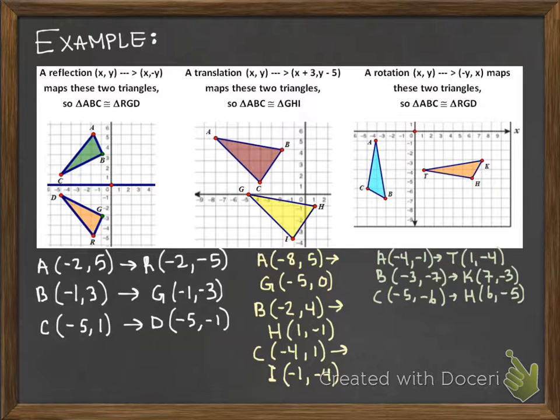The rule for this is that (x, y) becomes (-y, x) because we switched the x and the y places and changed the sign on the y. Look very carefully at the before coordinates and the after coordinates to recognize which rule is taking place. Each rotation is different depending on how many degrees you rotate and which direction, clockwise or counterclockwise.